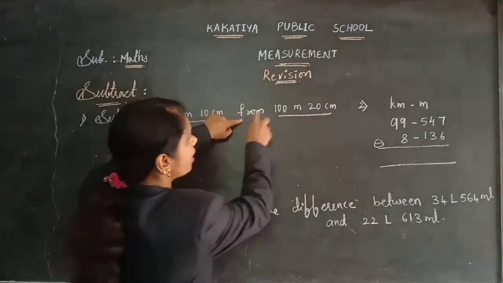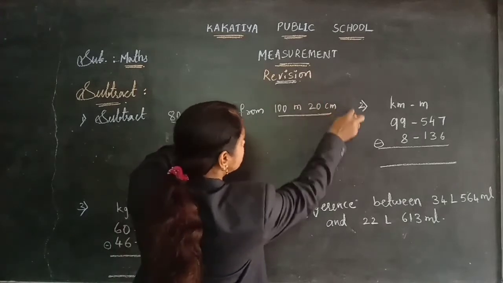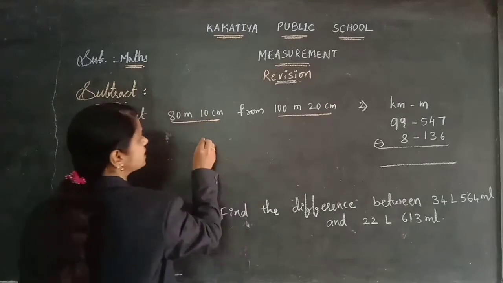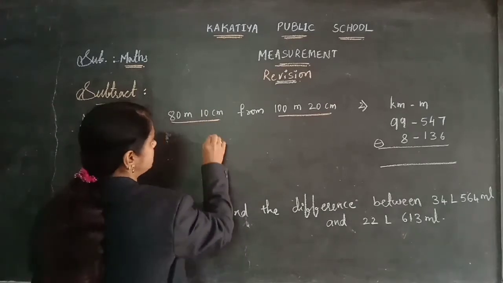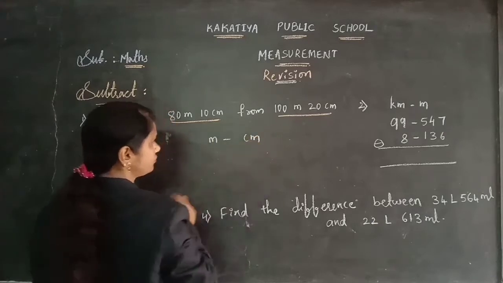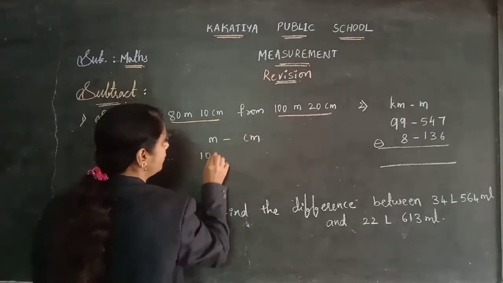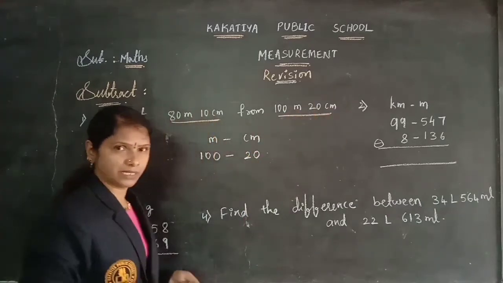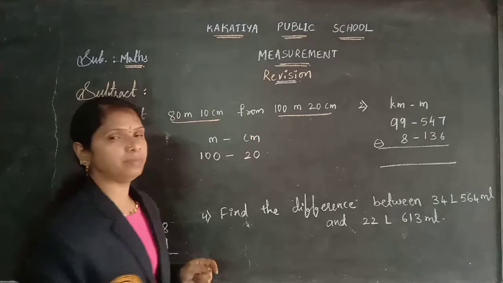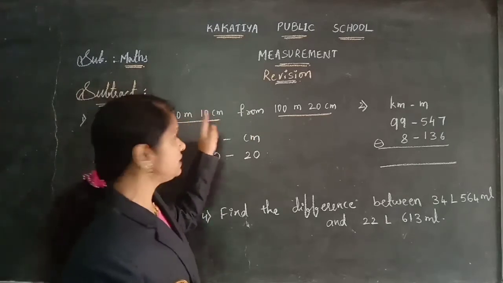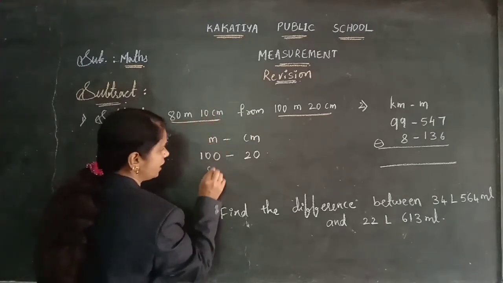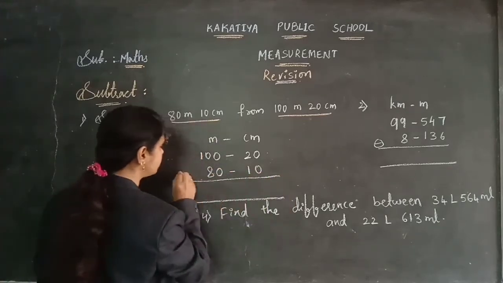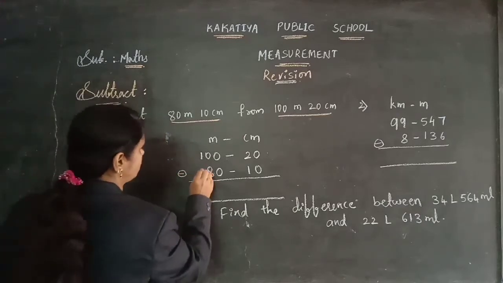Now from the number after 'from', don't take only 100, children, you need to take the total related to meters and centimeters. The common measures given here are meters and centimeters. Let's arrange here. The first number is 100 meters and 20 centimeters, the total whole number in the first place. The smaller number is 80 meters and 10 centimeters. Let's subtract these.